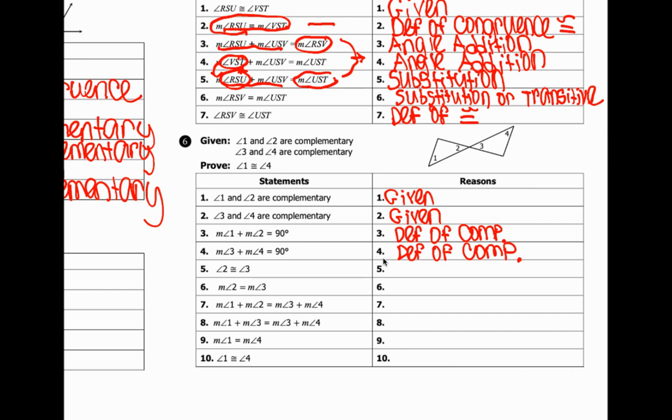Then they say 2 and 3 are congruent. So notice how those are vertical angles, and we know vertical angles are congruent. So we'd say vertical angles. They're saying, well, that means 2 equals 3. The measures of 2 equals the measure of 3. So that's definition of congruence.